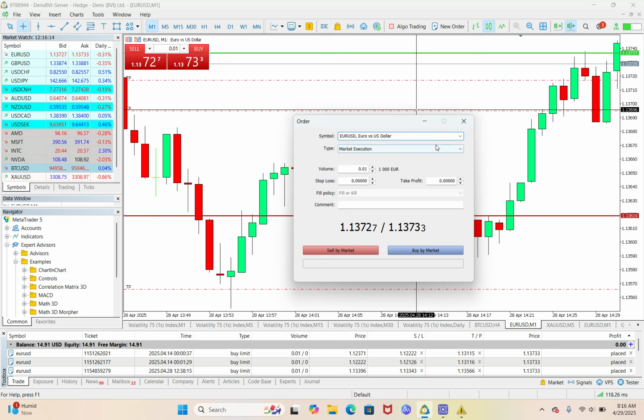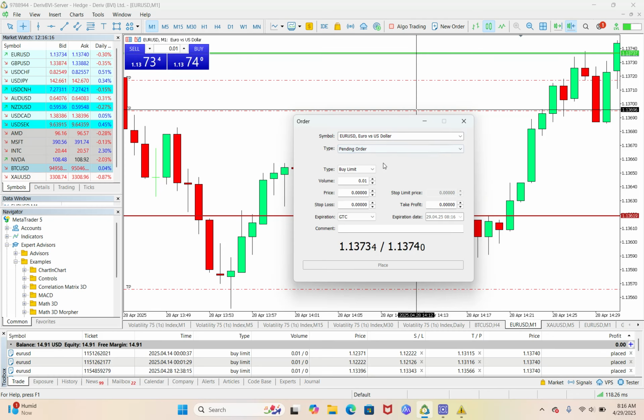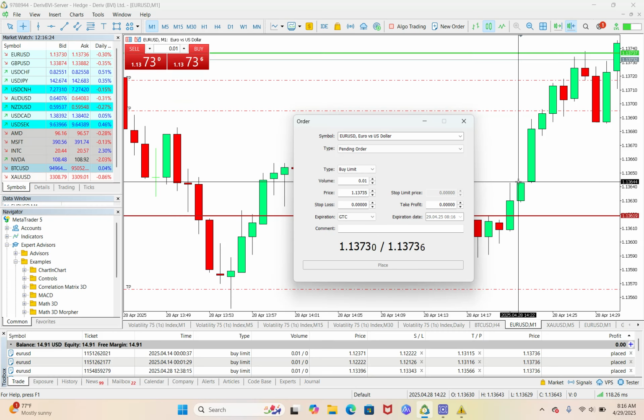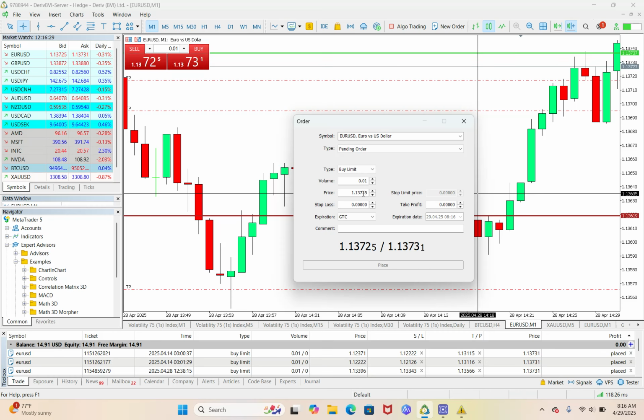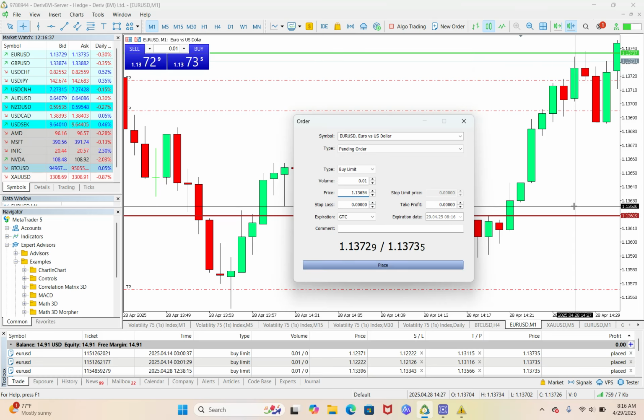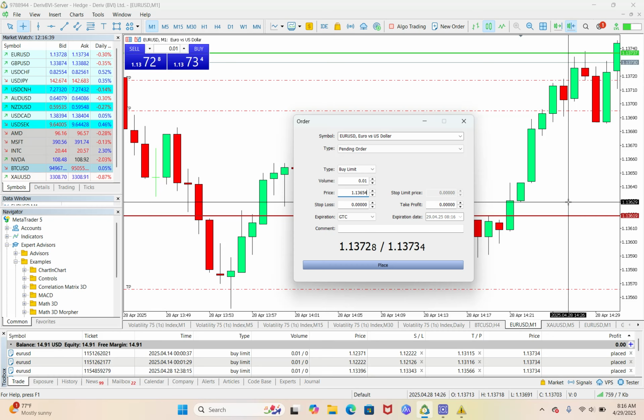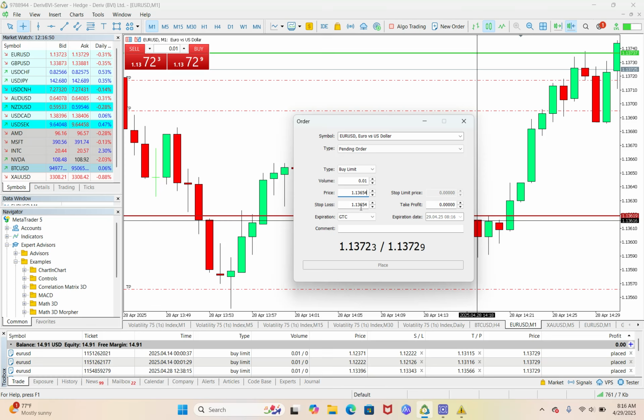New pending order, buy limit 0.01 micro lot, right? 13,654. Stop loss right below the wick of this area right here, 10 pip below, so 13,619.